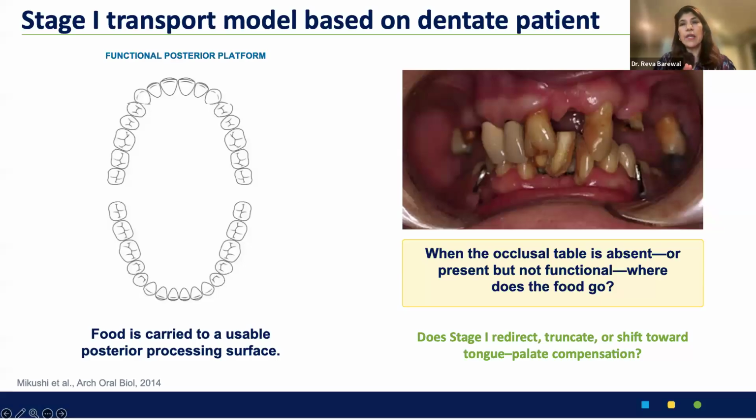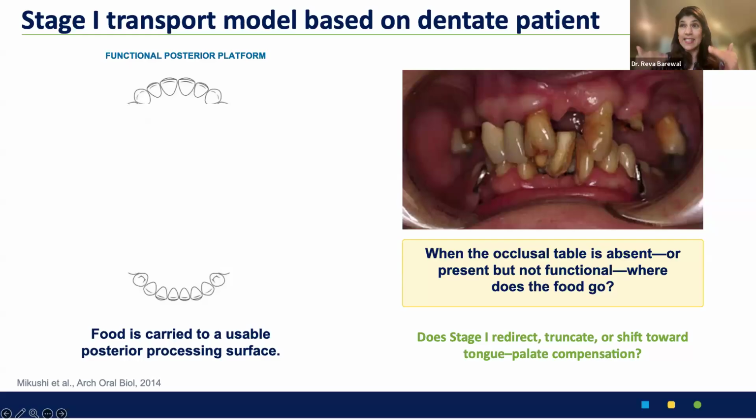So just to understand again, stage one has a destination, the functional posterior processing surface. The point is that we are hardwired for efficiency. If I don't have any posterior contacts, am I going to move the food to the posterior region? What I see often is the social six, right? Canine to canine, no posterior occlusion, or completely edentulous. So will the food go back?